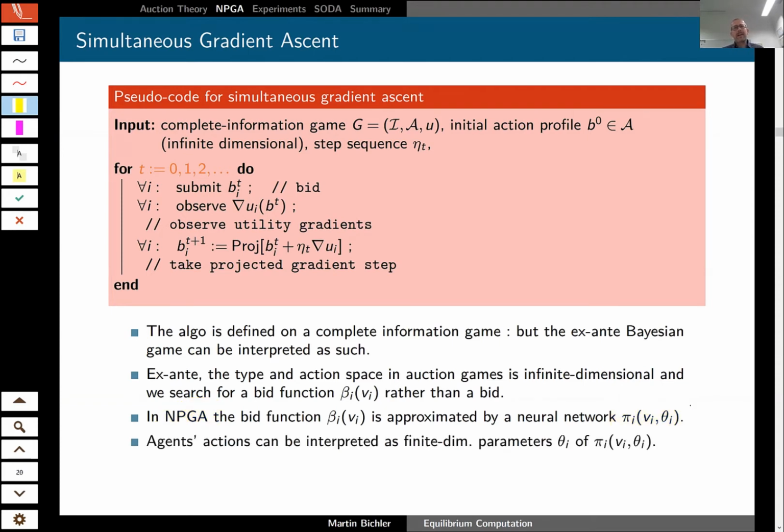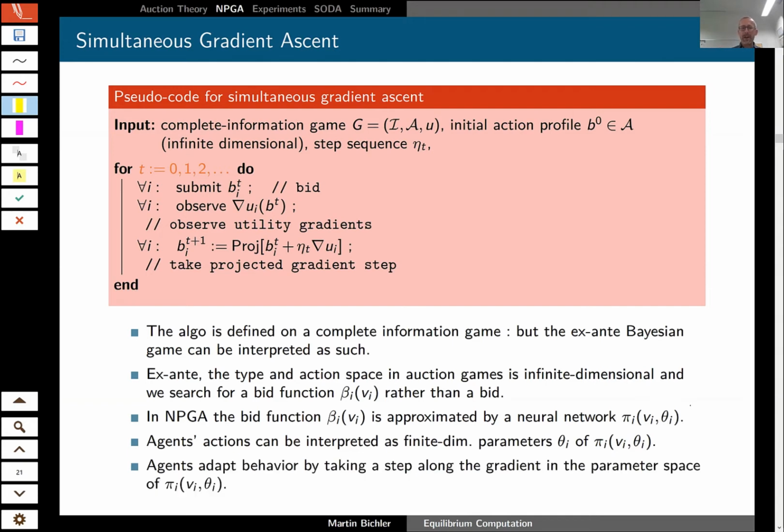And the nice thing about this is we now transform this game back into a finite dimensional game because we only have a finite number of these parameters, right? So essentially, we replace the original game by a proxy game, which is played in the finite dimensional parameter space of the neural networks. And the learning is essentially that agents or neural networks adapt their behavior by taking a step along the gradient in the parameter space of these neural networks. Right, so that's the general idea.